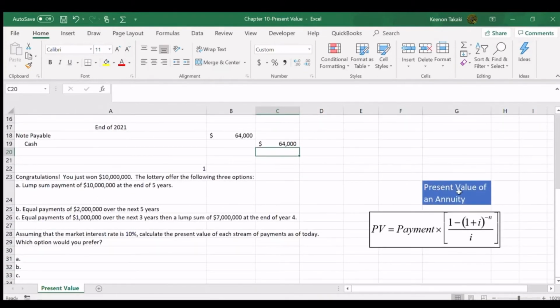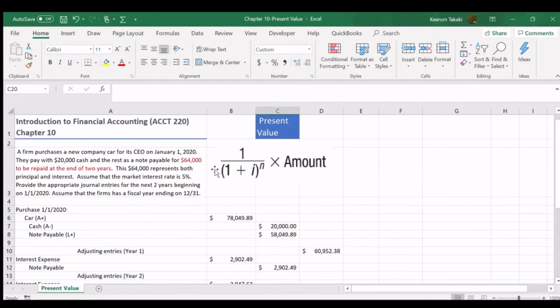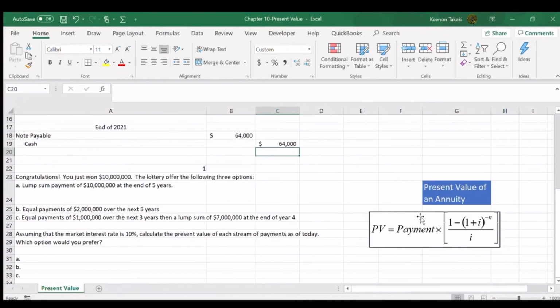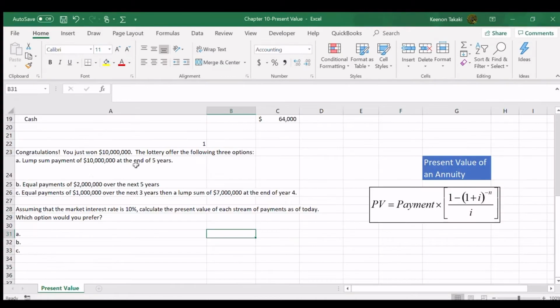But now we're going to move on to the present value of an annuity, and we're going to be incorporating both the present value and the present value of annuity formulas. So for the second problem, it says you just won $10 million. The lottery offers one of the following three options: lump sum payments of $10 million at the end of 5 years, equal payments of $2 million over the next 5 years, equal payments of $1 million over the next 3 years, and then a lump sum of $7 million at the end of year 4. So assuming that the market rate is 10%, calculate the present value of each stream of payments as of today, and which option would you prefer?